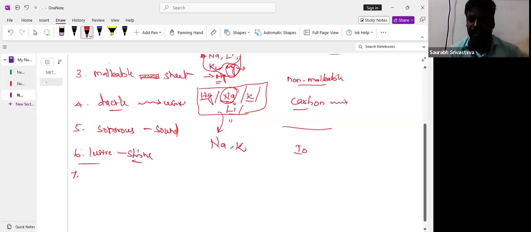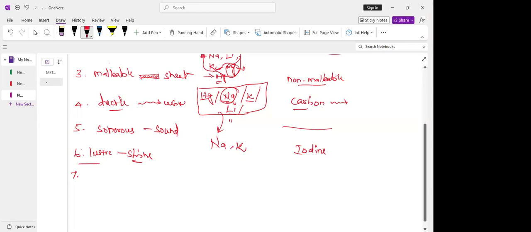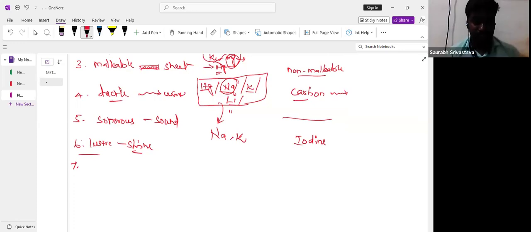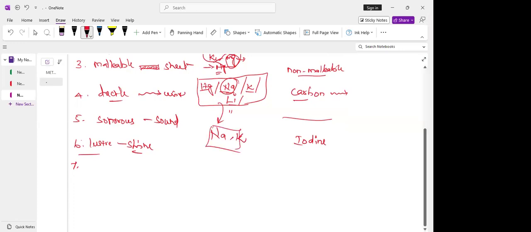Among non-metals, any element that is lustrous in nature, iodine is the lustrous one. Iodine is a bright crystal; it will show the color. In case of metals, sodium and potassium are not lustrous. That is the exceptional case.